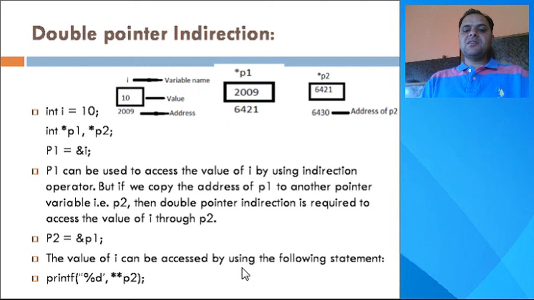The value of I can be accessed by using the following statement. When we have to access the value of I through P1, we will use star P1. But if we have to access the value of I through P2, then we have to use double star P2. The statement is printf %d, double star P2.